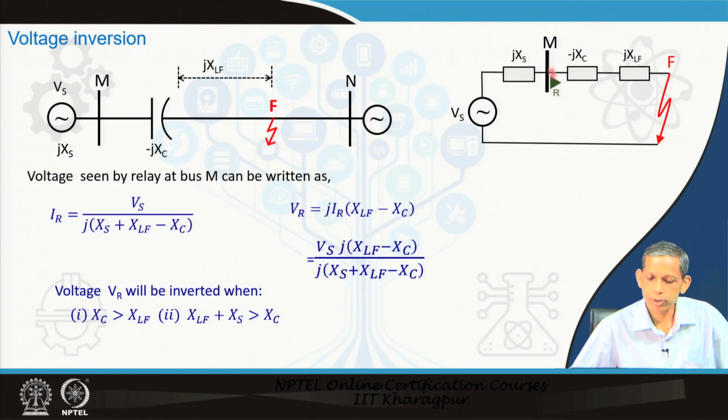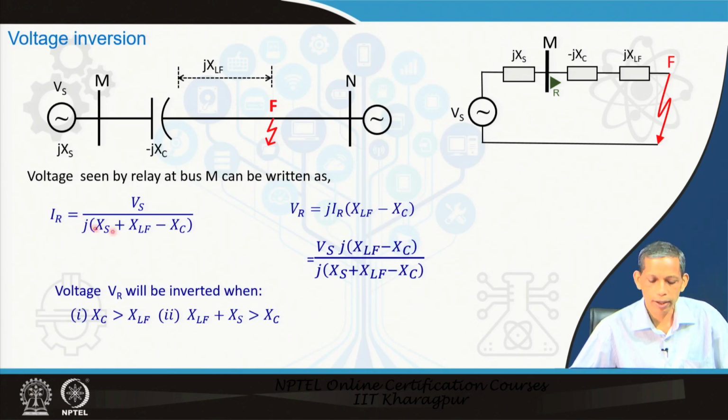The V r, the voltage for the 3 phase fault case, consider that this point voltage is 0. Therefore, you can say that the corresponding voltage of bus M will be, if I r is the current through this part, I r into j of x l f minus x c, because the I r direction is this. So, these were the relations. So, the voltage at relay bus P, V r, becomes this.